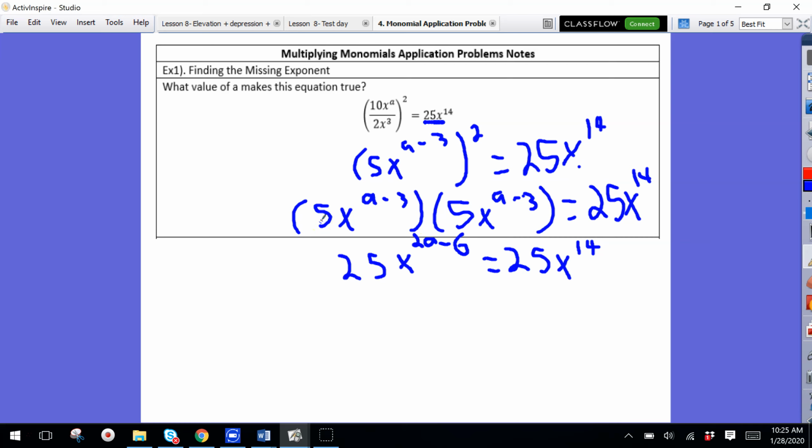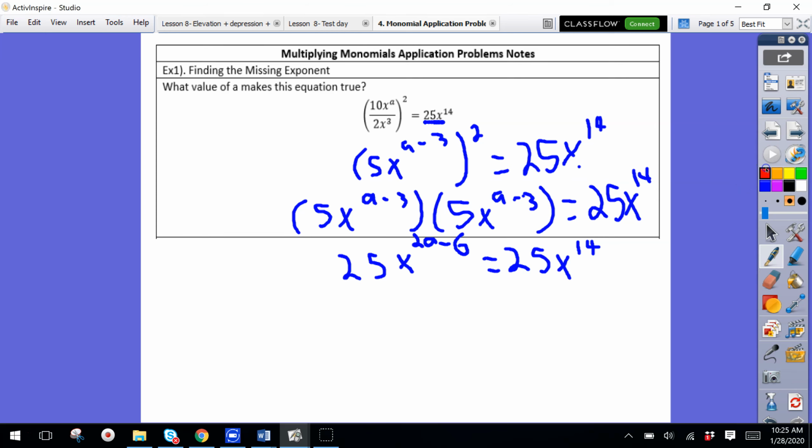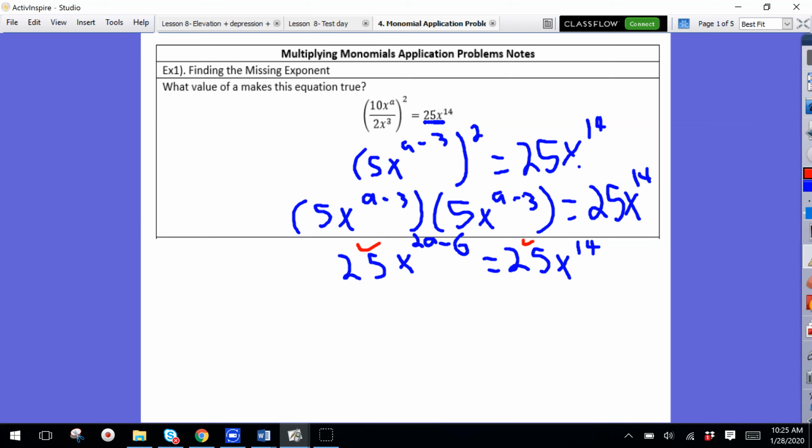Okay, so now here we go. We have the 25, good, so our coefficients are equal. The x's on both sides are good. I just need to make sure that my exponents are equal. So this 2a minus 6 has to equal 14. We can set up that equation, and that is a very easy linear equation that we have done many times in the past. So let's solve for a.